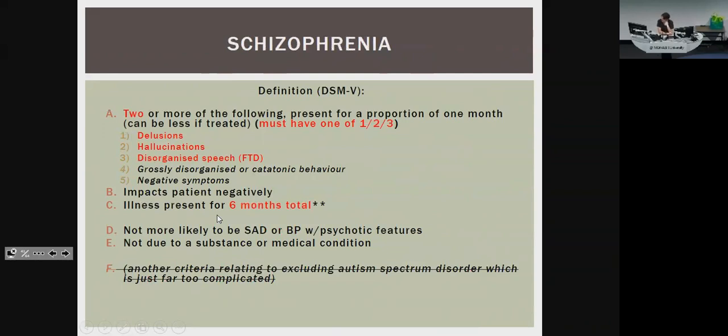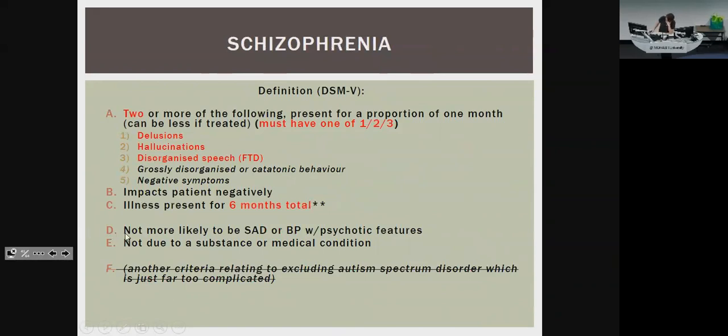Yeah? In addition to that, it has to impact upon the patient negatively, which goes without saying. And the illness in total has to be present for 6 months. The majority of those 6 months will be, I guess, taken up by the negative symptoms. Because if a patient has active psychotic symptoms, we're going to give them a medication quite quickly, yeah? And they're probably going to be psychotic, hallucinating, for a week. But then the negative symptoms remain, and that's the key to making the diagnosis.